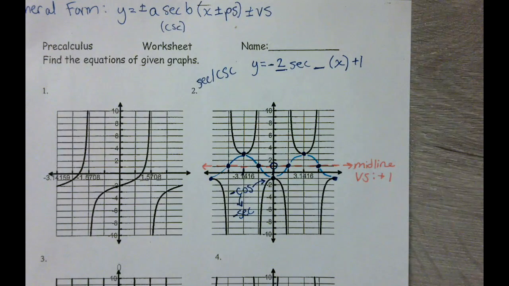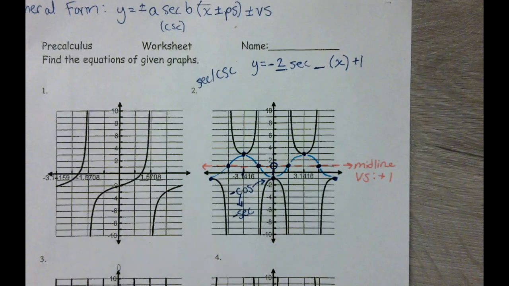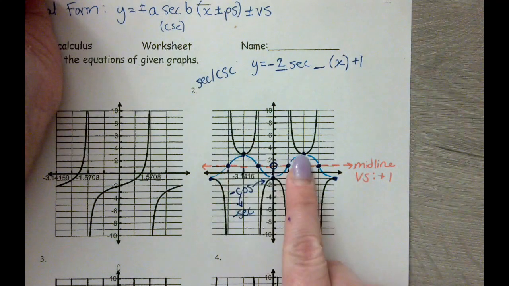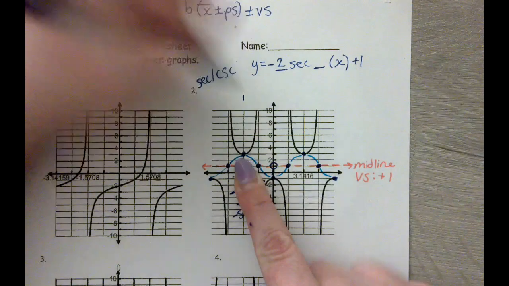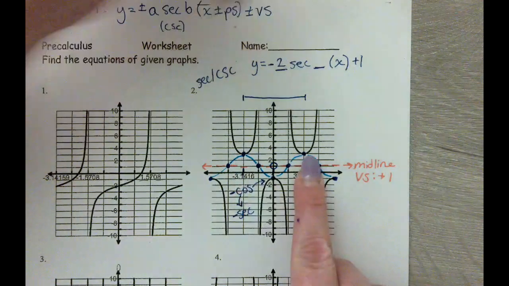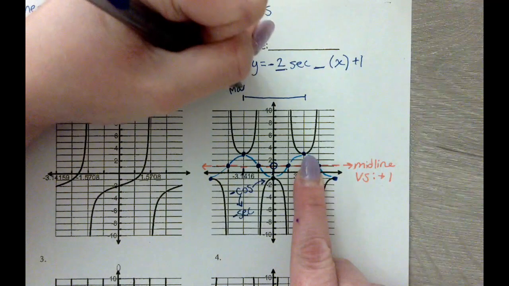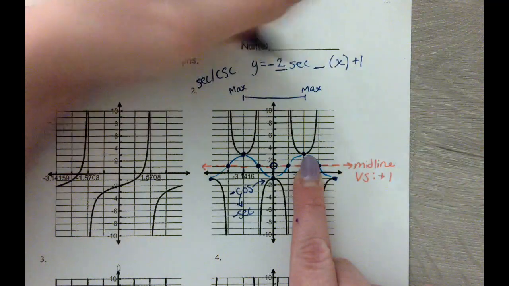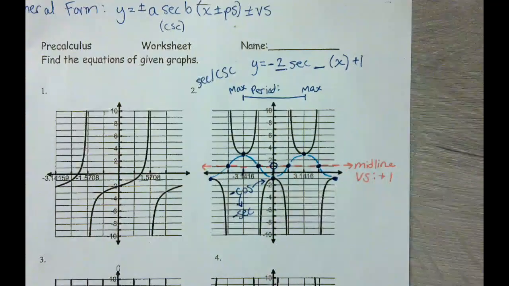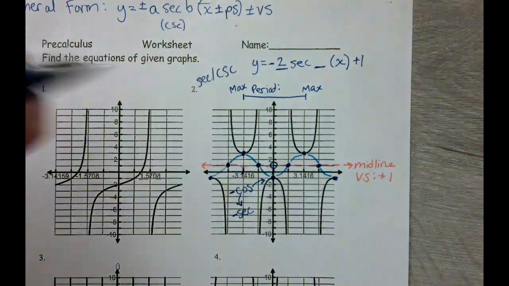All that's left is to find our B. So for this graph, the strategy to find B is to find the period, of course. The best way to identify a period is to move from maximum to maximum. So I'm going to drop that there and I go until I hit another maximum. So it's max to max. That's going to be the length of a period. And then when I get the period value, I'll put it there.